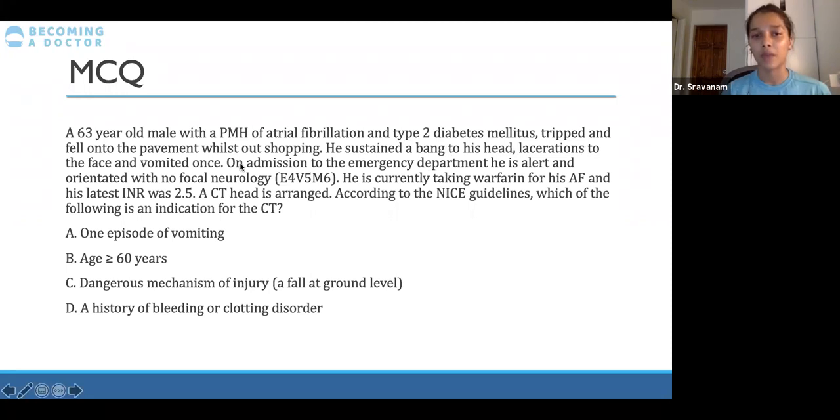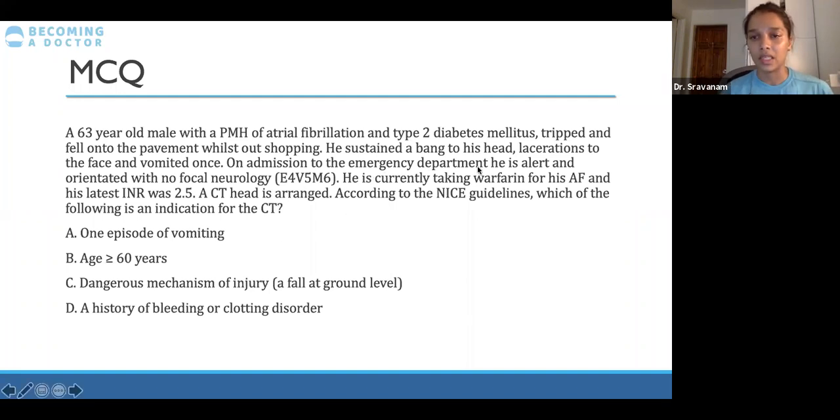Okay. He tripped and fell onto the pavement whilst out shopping. So it's probably not a very high impact trauma that he's sustained. He's not fallen from a height, so we're okay with that. He's sustained a bang to his head, lacerations to the face, and he's vomited once. Okay. So where does the vomiting fit in? Was it 1 hour or 8 hours? Do you remember? Anybody? Yeah, well done, Matt. So more than one episode of vomiting is usually in the 1 hour category. Yeah, perfect. One episode of vomiting, usually people in any sort of pain can vomit, so the threshold is a little bit higher. So more than one episode of vomiting fits into the immediate CT head category.